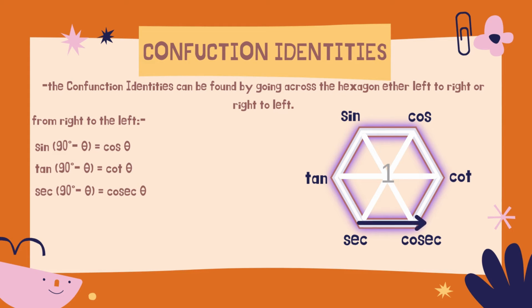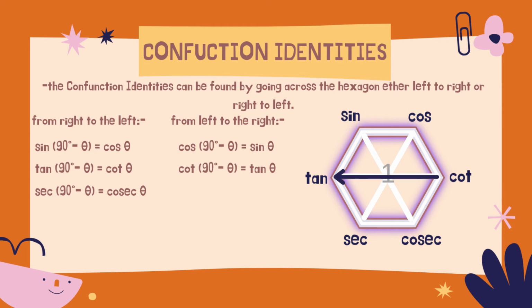Secant of 90 degrees minus theta equals cosecant theta. The same goes from left to right. Cos of 90 degrees minus theta equals sin theta. Cot of 90 degrees minus theta equals tan theta. Cosecant of 90 degrees minus theta equals secant theta.